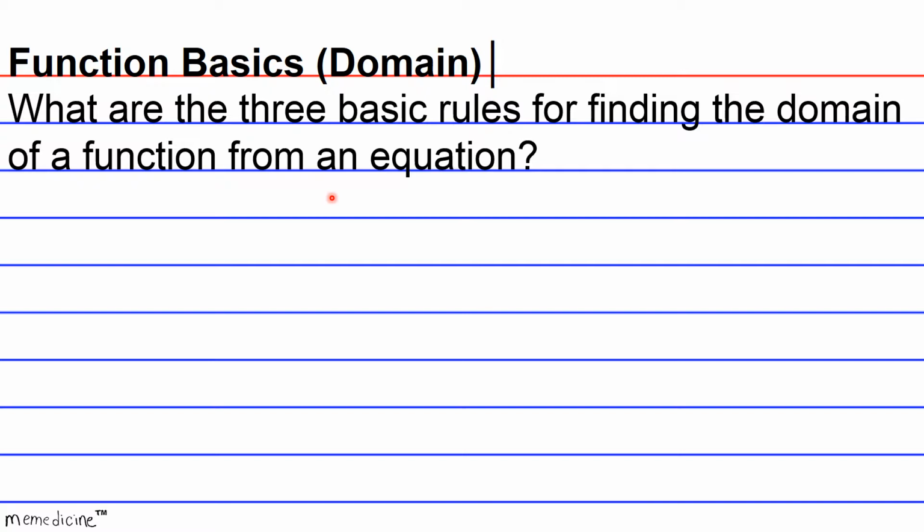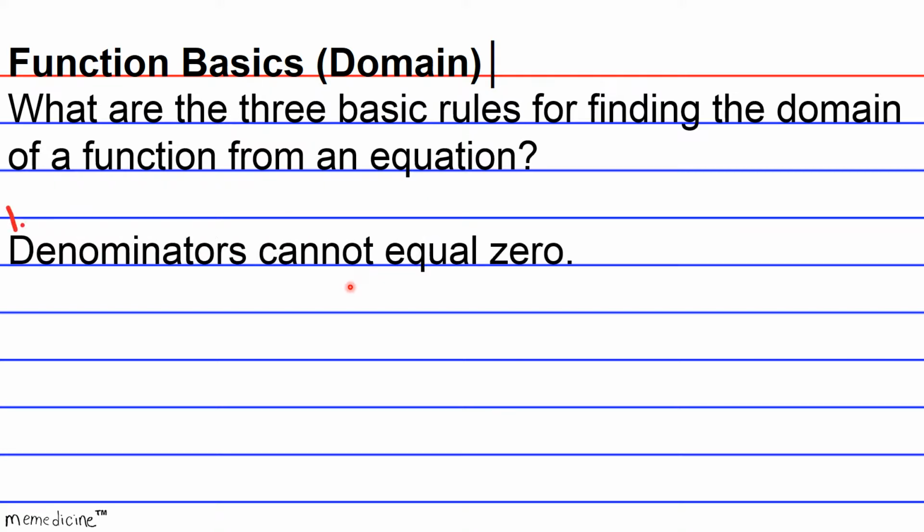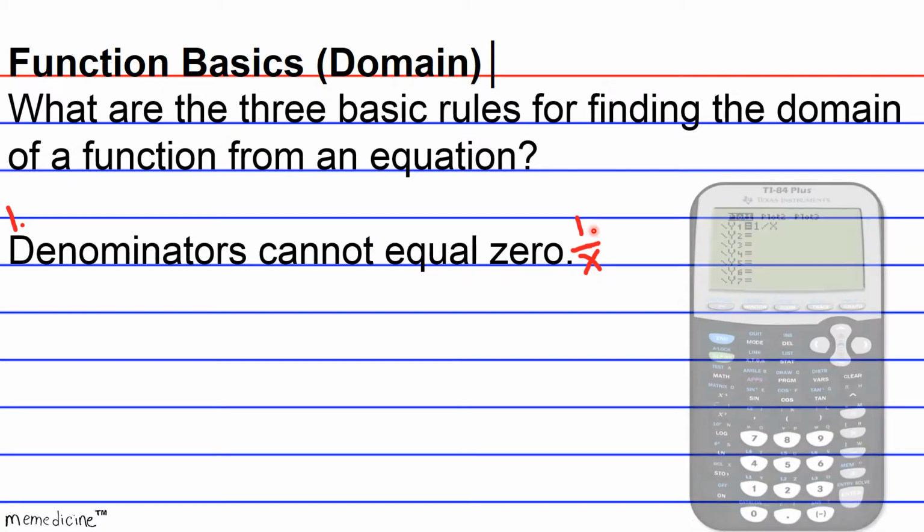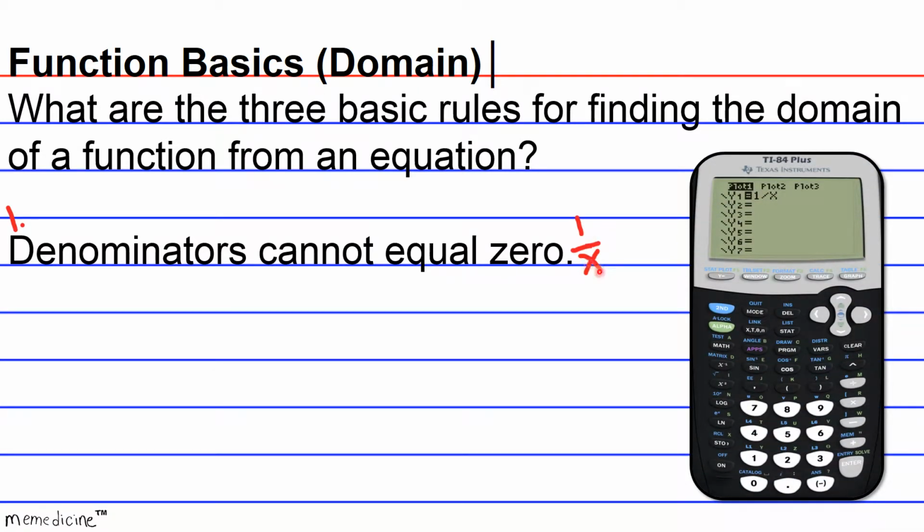There are 3 basic guidelines for determining the domain solely from an equation, and we're going to look at 3 different examples. The first guideline is denominators cannot equal 0. So let's use the example of the reciprocal function 1 over x. Here goes our equation 1 over x, and we're still going to use our handy dandy graphing calculator to see why the denominator x cannot be 0. This is the parent function. It can take on several forms.